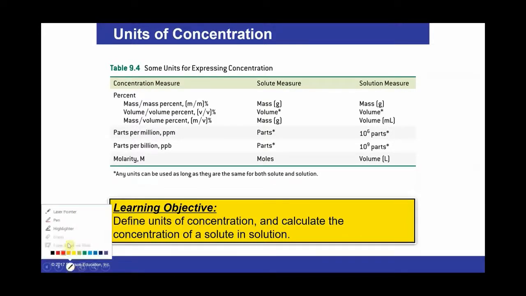Here we have a number of different types of concentration measures that we will take a look at. We will mainly focus on percent concentrations and molarity. We can have different percents. We can have mass per mass, which is mass of solute per mass of solution. Volume percent is the volume of the solvent per volume of the entire solution. And then the mass per volume percent, which is the mass of solute for the entire volume of the solution.